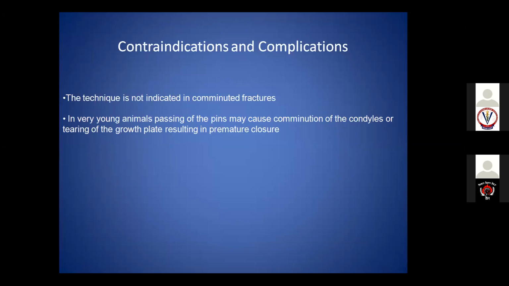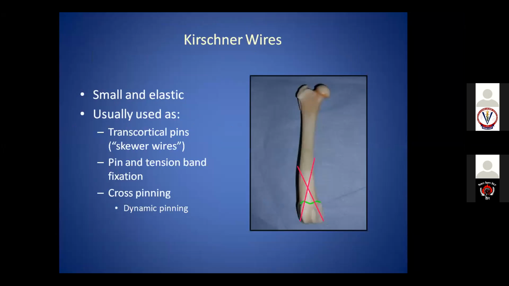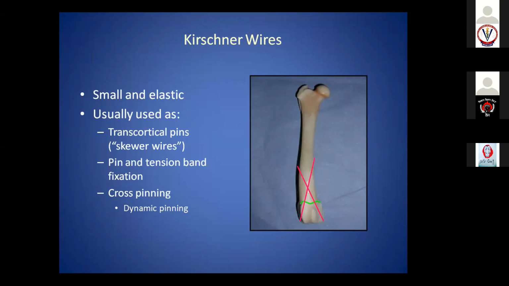Now K-wires are nothing but simple pins of lesser diameter, like 1 mm, 1.2 mm, 1.25 mm, 1.3 mm. All these are categorized as K-wires. Above 2 and 2.5, we call them simple pins. The advantage of K-wires is they are very elastic, and they can be used in a cross fracture.